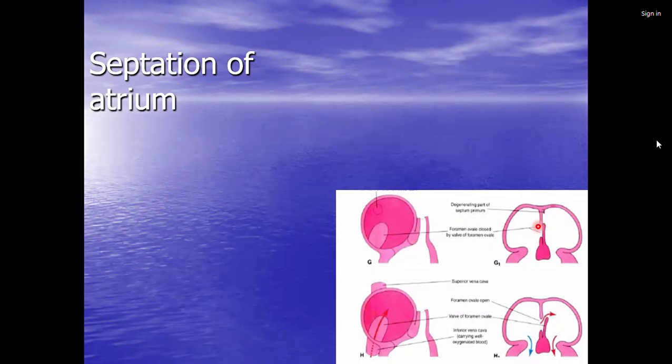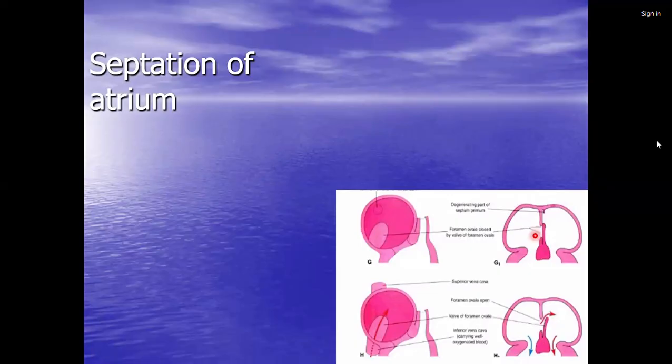This septum primum grows towards the atrioventricular canal, where you have these endocardial cushions that have developed, that have bulged into the lumen. It leaves a very small opening. Just before that, it leaves a very small opening, and that opening we refer to as ostium primum.